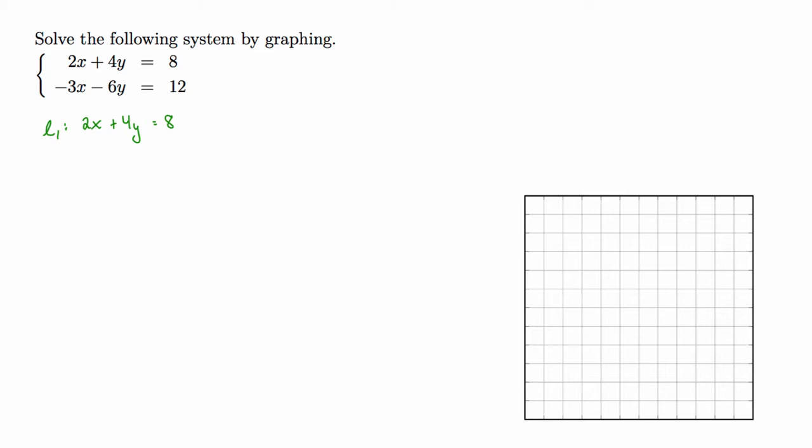To put this into slope-intercept form, we want to subtract 2x from both sides, giving us 4y equals negative 2x plus 8. We will then divide both sides by 4, giving us the equation y equals negative 1/2 x plus 2.